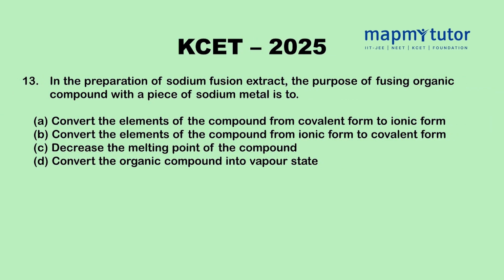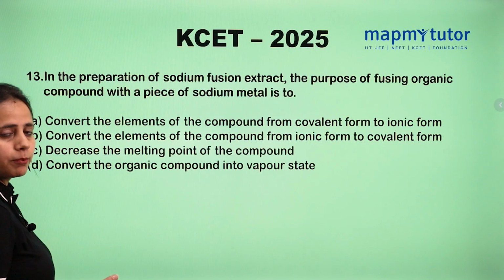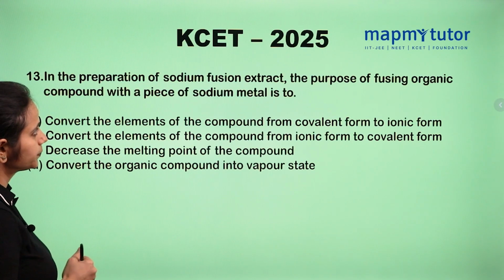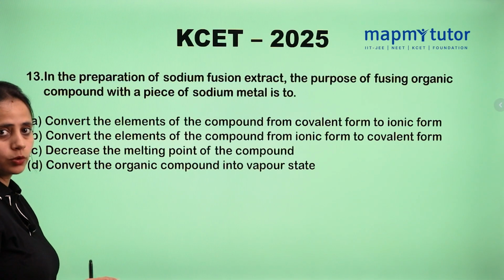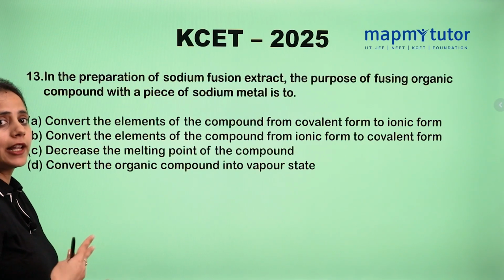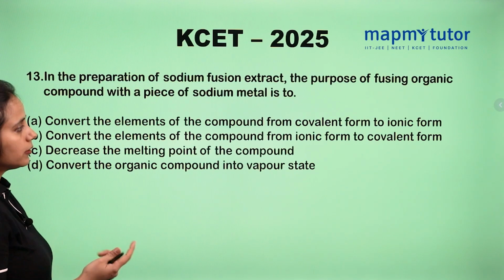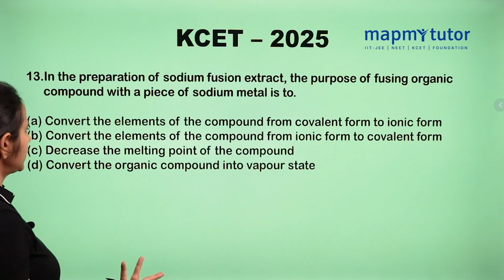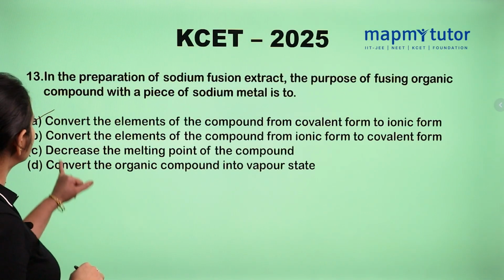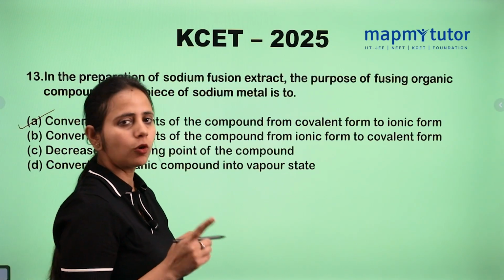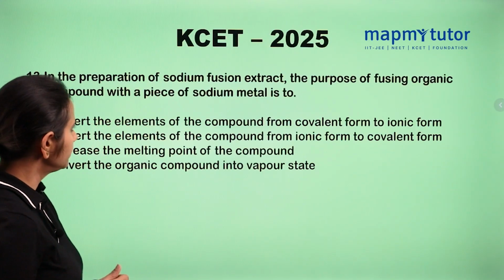In the preparation of sodium fusion extract, the purpose of fusing organic compounds with a piece of sodium metal is to, why do we fuse an organic compound with sodium metal to make a sodium fusion extract? So that we can convert the organic compound into an ionic form, which will help us to detect the ions in an easy manner. So this is the right option, option A, that converts the elements of the compound from covalent form to the ionic form.